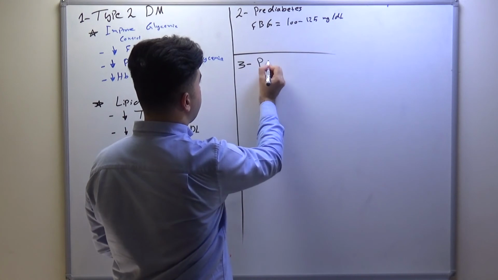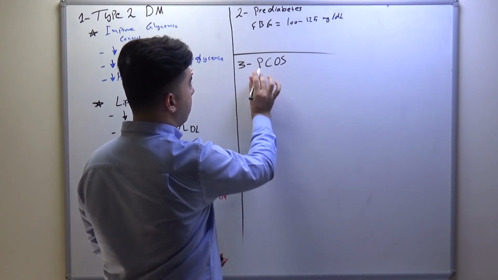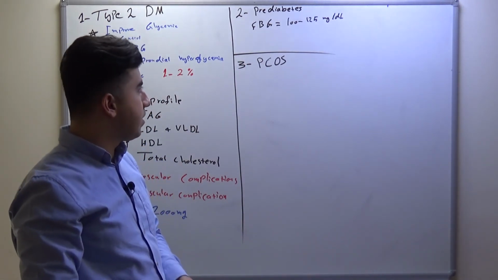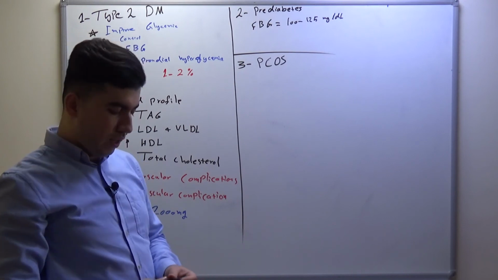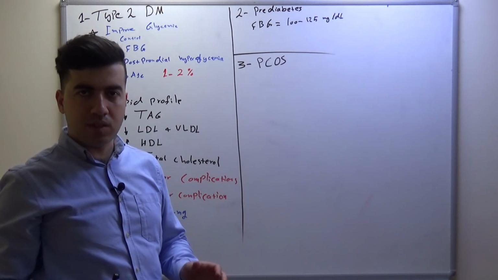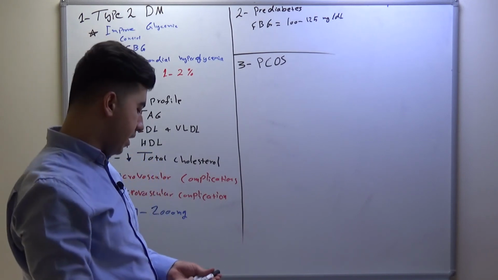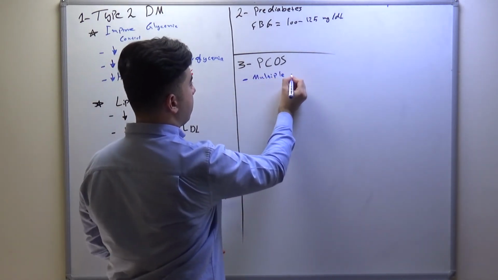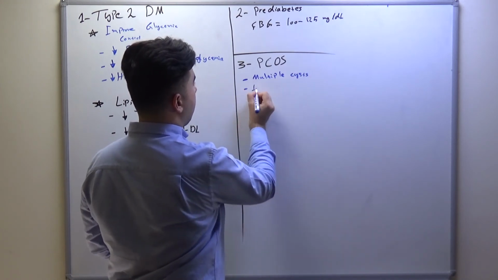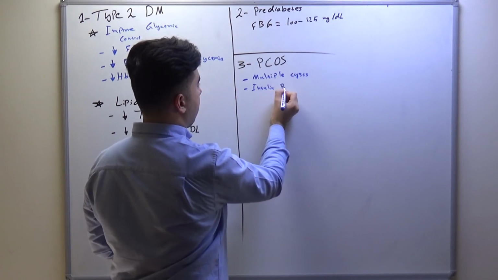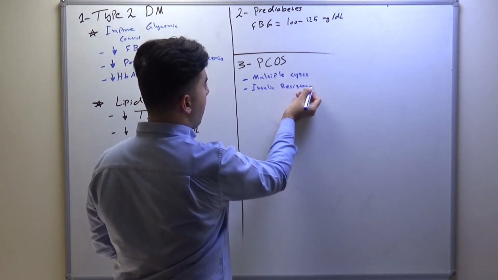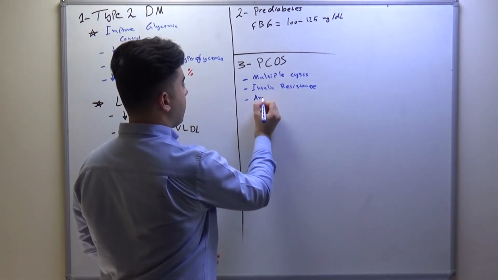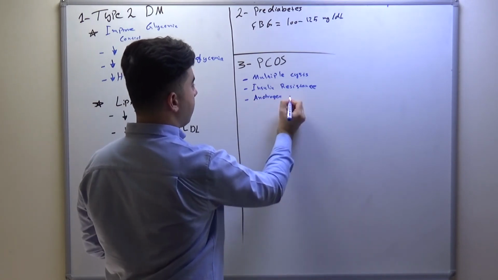And another indication for metformin may be PCOS. Do you know PCOS? Polycystic ovarian syndrome. PCOS is characterized by multiple cysts in the ovaries with insulin resistance. Okay, multiple cysts in the ovaries, insulin resistance, also androgen excess with resulting what? Hirsutism.